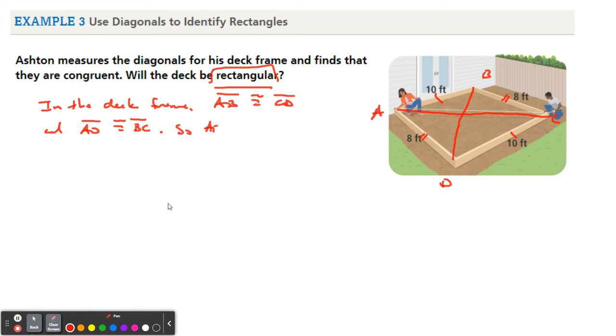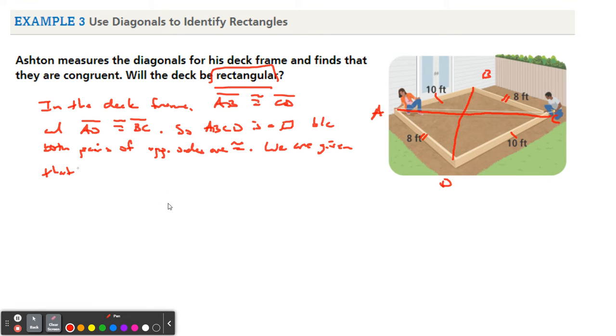So ABCD is a parallelogram, and that's because both pairs of opposite sides are congruent. So we also were given that the diagonals, segment AC and BD, are congruent.